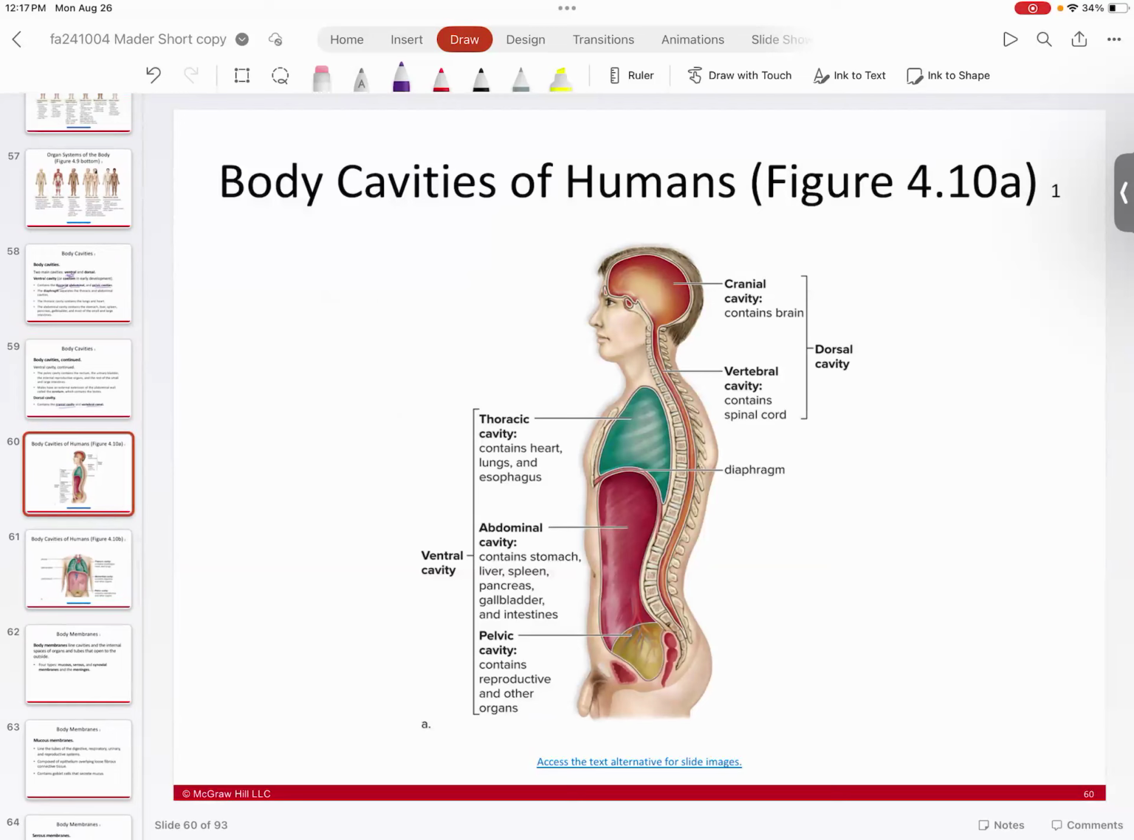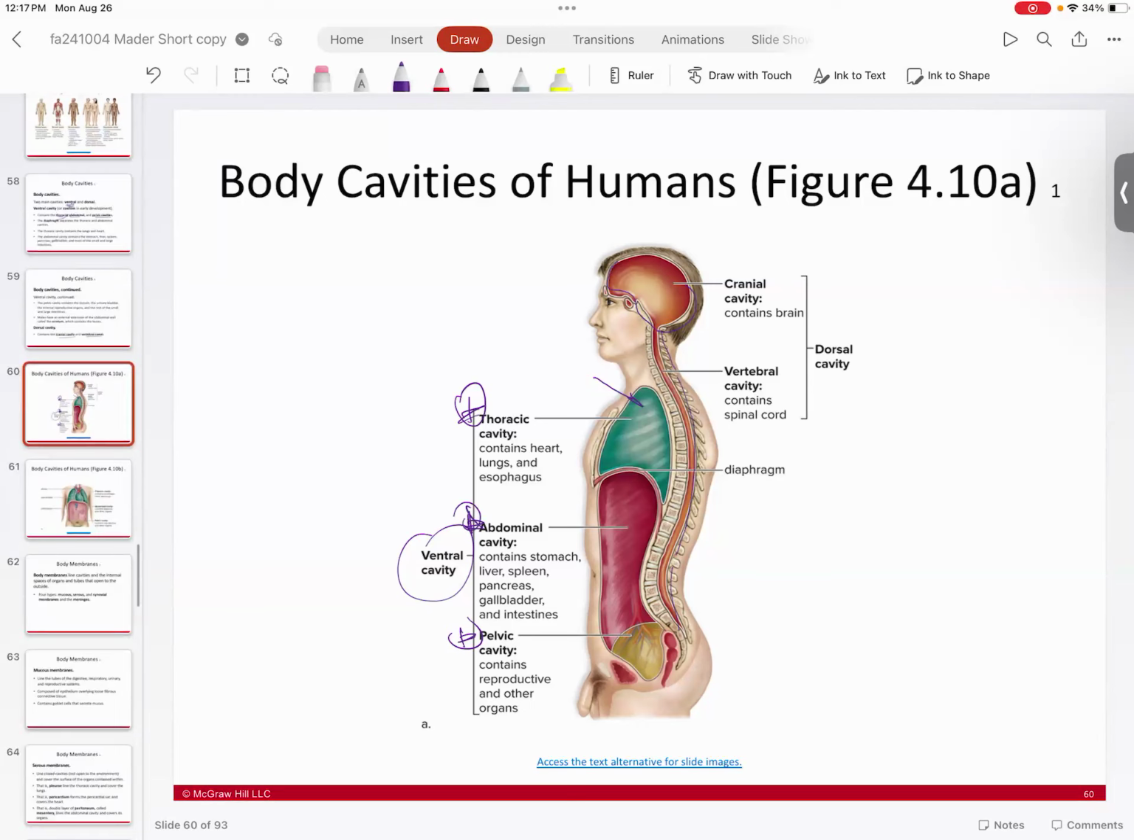So here you can see this is going to be your ventral cavity. So these are the main ones. So let me put a star next to the main ones that we'll see here. Thoracic, abdominal, and pelvic. Those are going to be the biggies that we're going to talk about the most. And then you can see your posterior or your dorsal cavities are your cranial cavity where your brain resides, and then of course the vertebral canal where your spinal cord goes down. So that's going to be referred to as your posterior dorsal cavity.